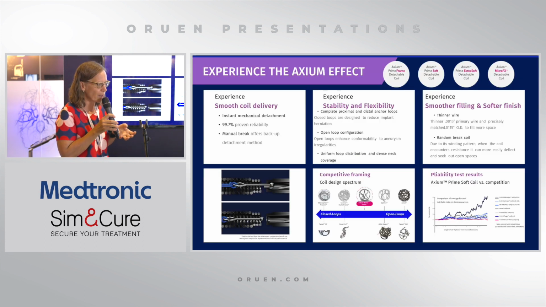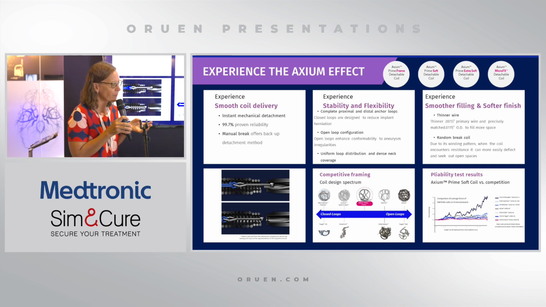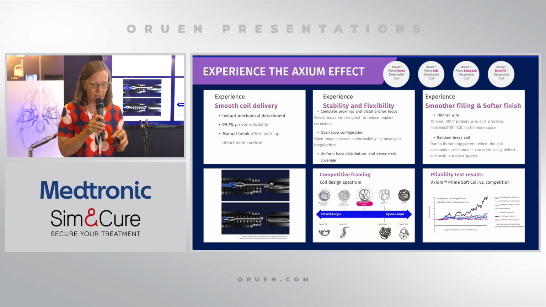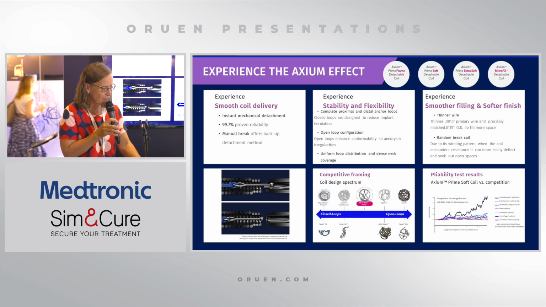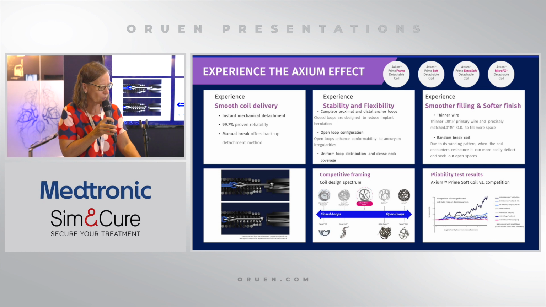Axiom coils, we have the framing coil, and then you can simulate the soft coils, the fill coils. With Axiom coils, you have the detachment system that's very accurate, it works, but if it somehow wouldn't work, you can always do the manual break so that you can detach the coil. And here, you can see the softness of the coils, it's the lowest here, the soft coils compared to the other ones.